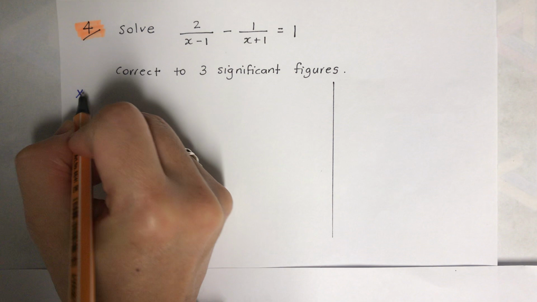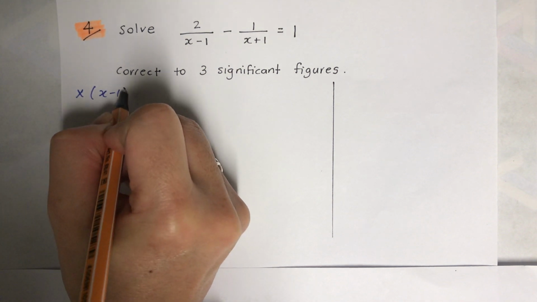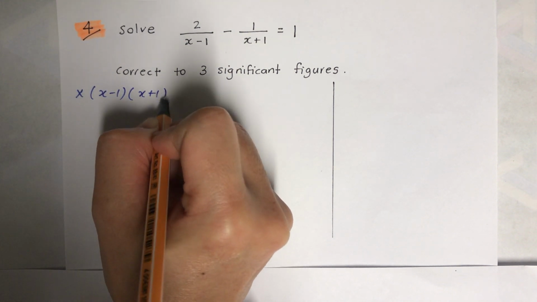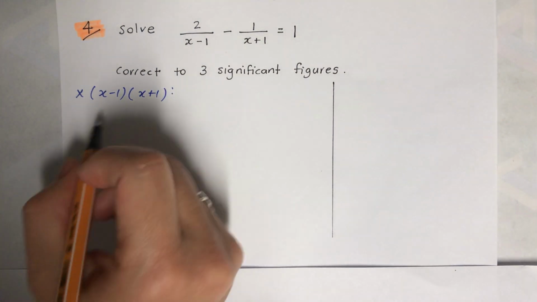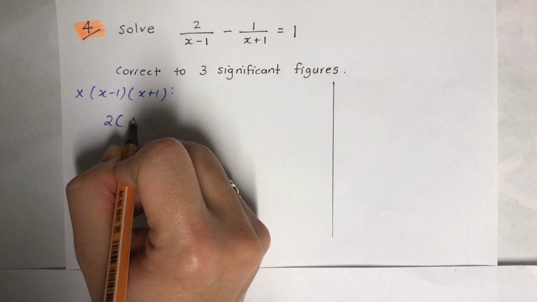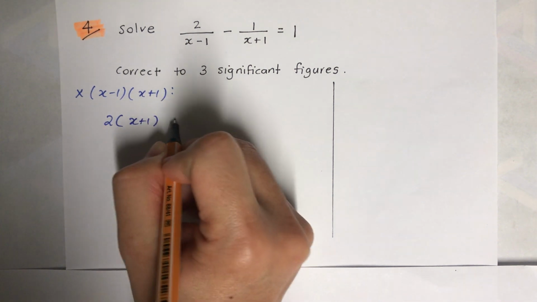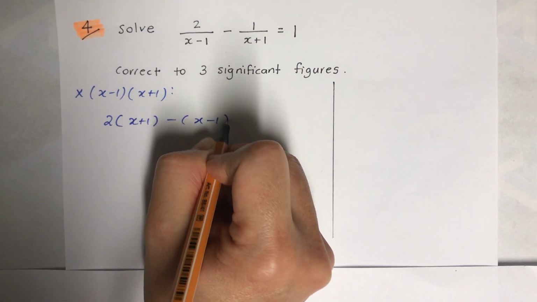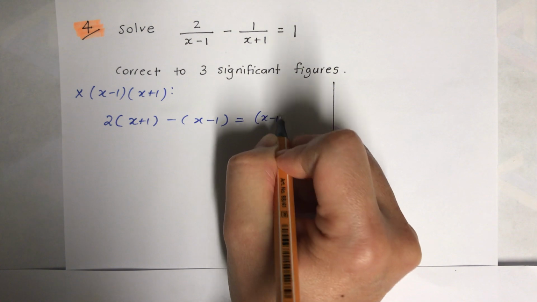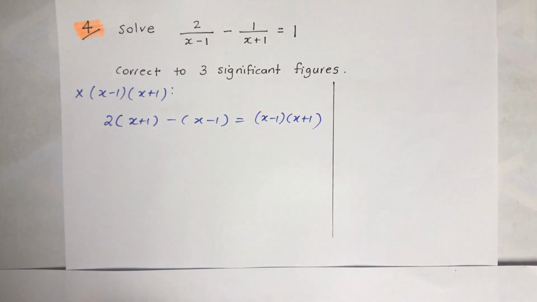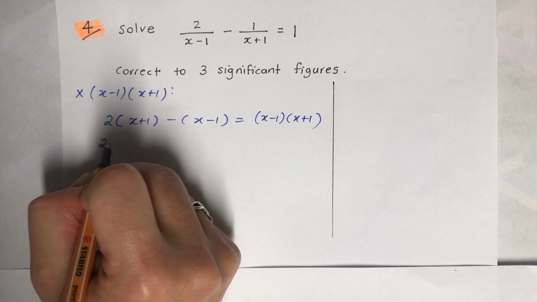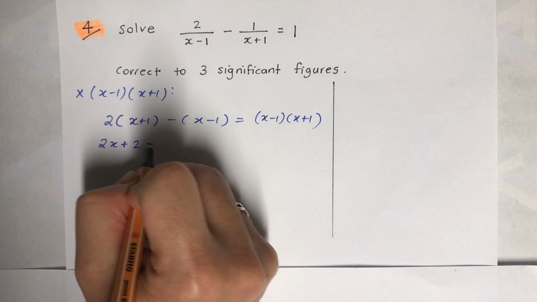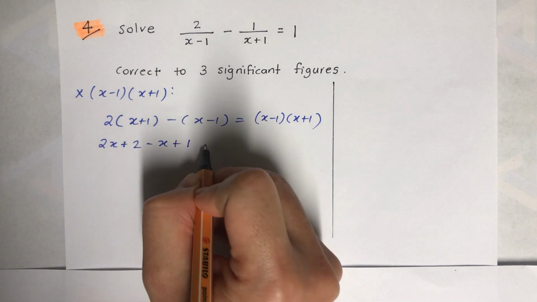Okay, so I'm going to multiply by x minus 1, x plus 1 on both sides. So when I do that, I'm left with minus x minus 1, x minus 1, x plus 1. Okay, that's what I've got. And I'm going to expand this one. Be careful with the sign.